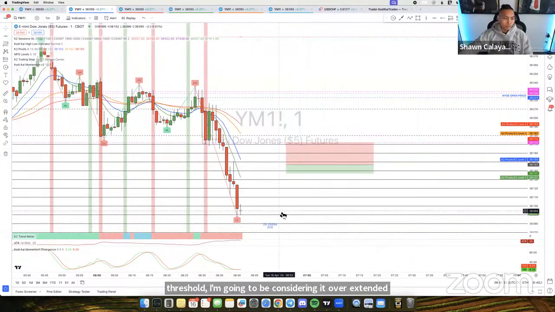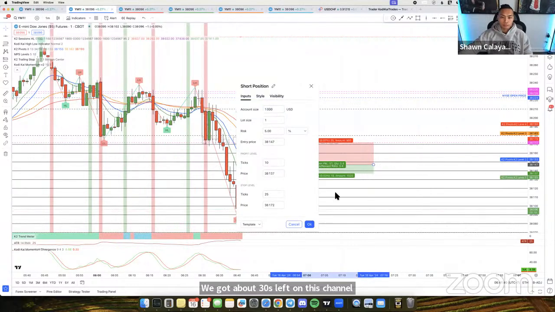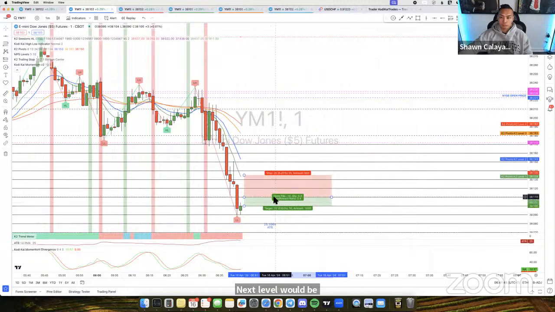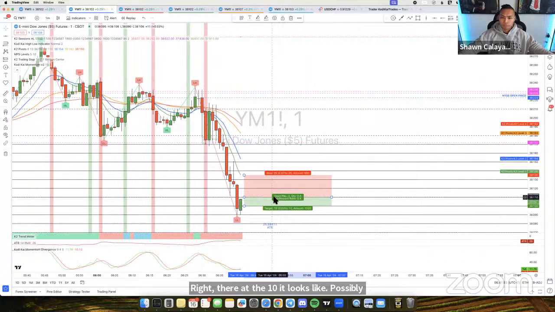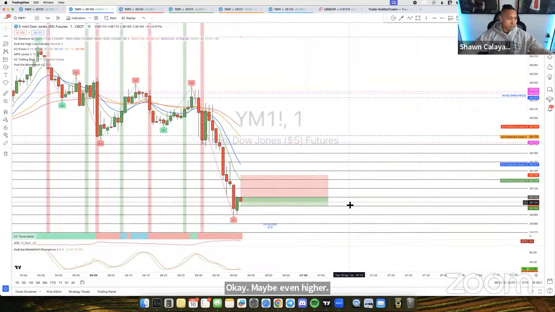See, we got about 30 seconds left on this candle. Still in a retracement. So the next level would be right there at the 10, it looks like, possibly. Maybe even higher. See if I get it at the 10 still.